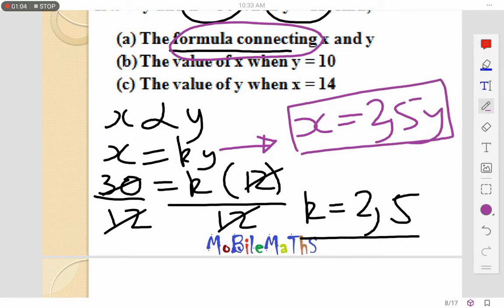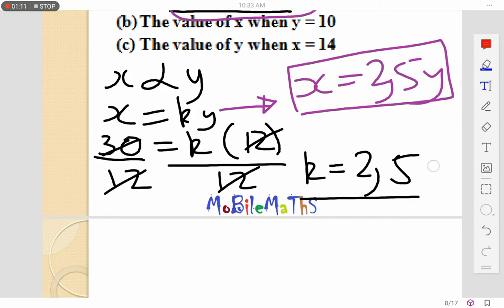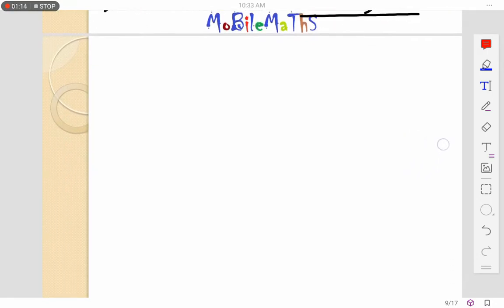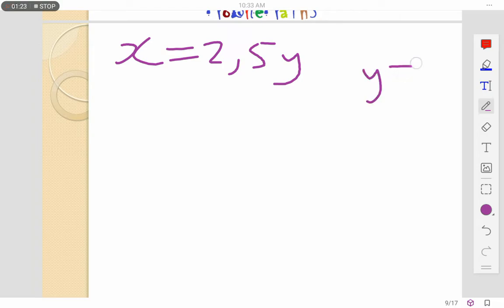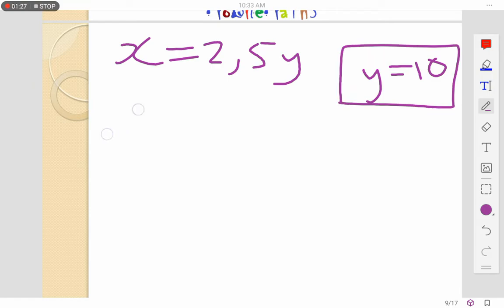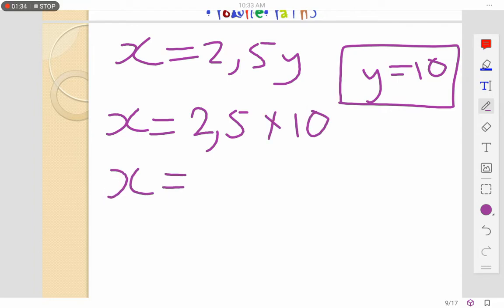Okay, let's look at the next part of the question. We want to find the value of x when we are given y as 10. So when we are given y as 10, we use our formula: x is equal to 2,5y. We are given that y is equal to 10, and we want to find x. So we substitute: x is equal to 2,5 times 10. Our x becomes 25. That's the value of our x.